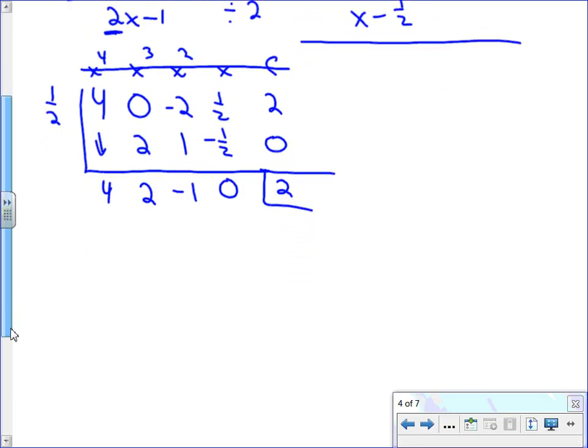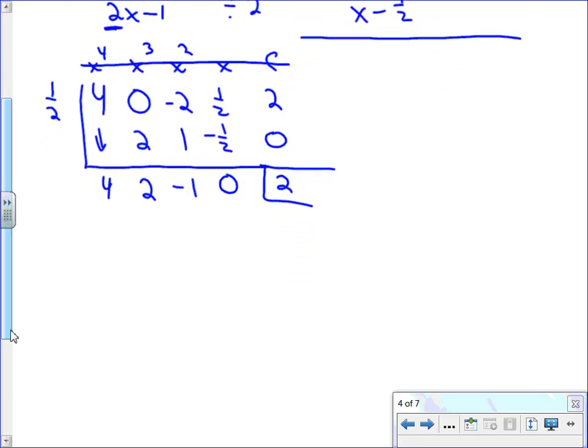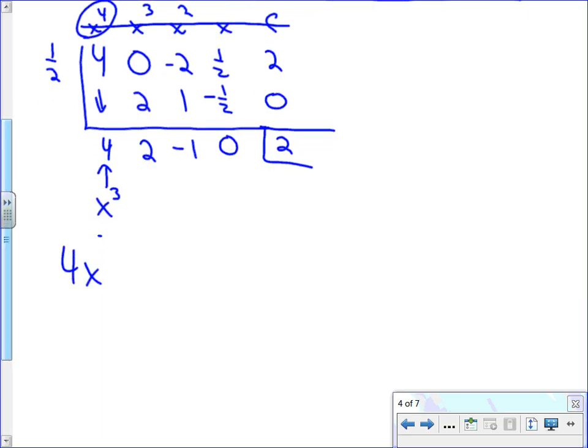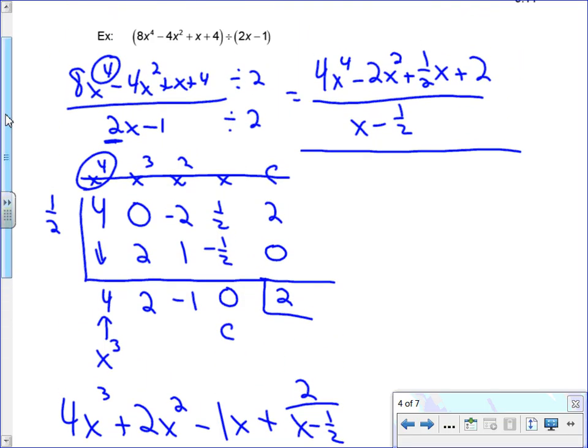So all those steps are exactly the same, and the fraction arithmetic is not difficult. We started with x to the 4th, so this right here is not going to end up as x to the 4th, it's going to end up as x to the 3rd. And our answer is 4x cubed plus 2x squared minus 1x, no constant. If you want to put plus 0, you can, but then you need to get rid of it. So there's no constant. And then our remainder turned out just to be 2 over x minus a half. Remember, when you're doing these fraction problems, you have to put it over the problem you actually worked, x minus a half.